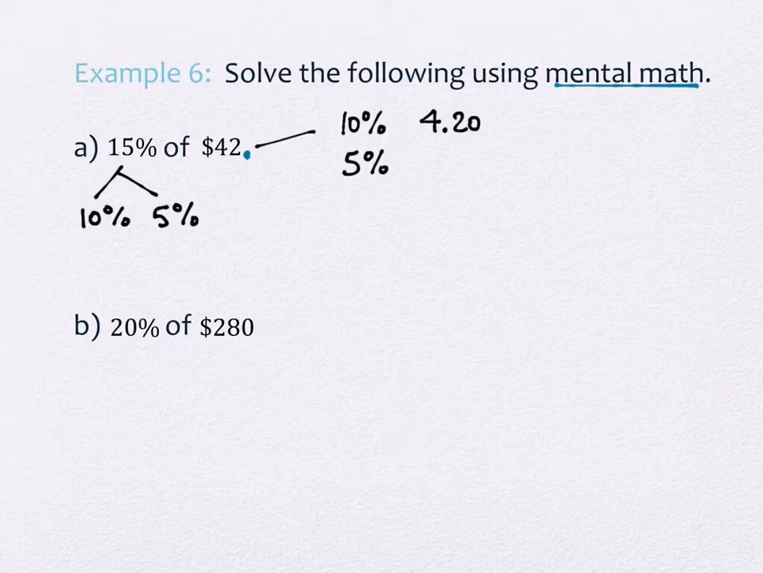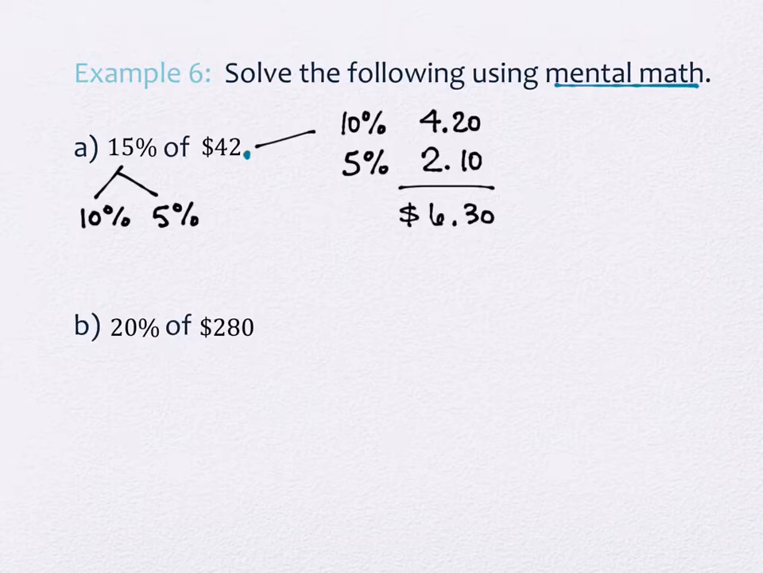So think about, if I know 10%, how can I find out what 5% is? Half it. Yeah, I just need to half it. So if 10% is 420, what is half of that? 210. And then what would I do in order to get what 15% is now that I have 10% and 5%? You add it together. And this would add together to be what? Yeah, it's 630.